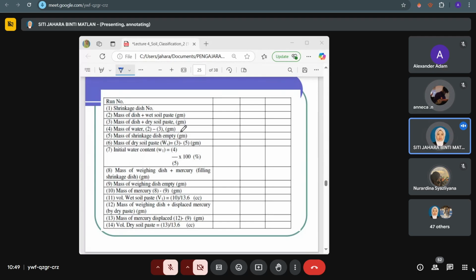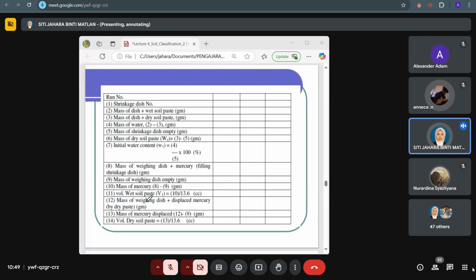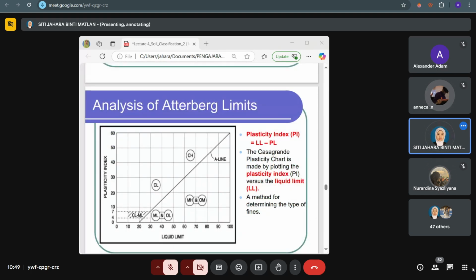Okay, this is the lab sheet that can be referred to. You can refer to this one at the lab, to fill up the spaces for trial 1, 2, 3 and so on, to calculate the shrinkage limit parameter. Okay.